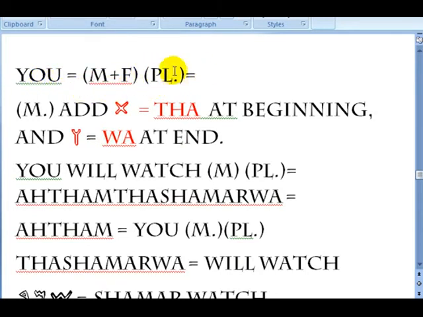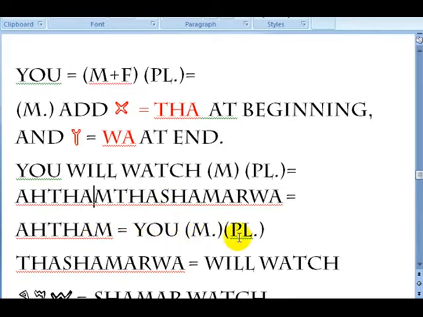Alright, now the next one is you, male plus female, plural. This is important. You have to know how many people you're speaking about. So for you plural in the male form, you will add a tha at the beginning of the word and a wa at the end. For example, you will watch, male plural, a thumb tha shamar wa. You see the tha at the beginning, as it says here, and you see the wa at the end. A thumb tha shamar wa.